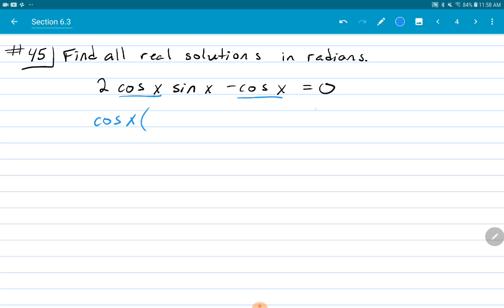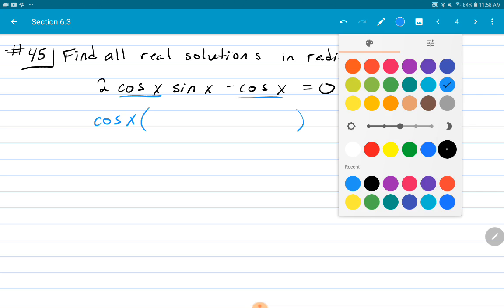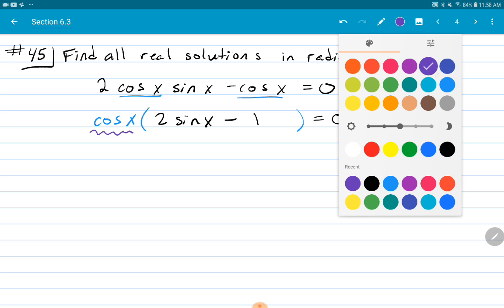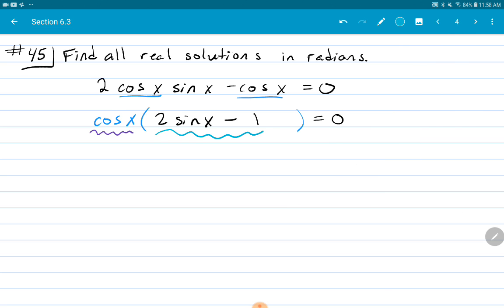What I'm left with, after pulling the factor of cosine out, is divide that first piece by cosine, I get 2 sine of x, and then divide that second piece, I get -1. That is all still equal to 0. Now the zero product property comes into play, so I have two numbers that are multiplied together to be 0. Either cosine of x is 0, or 2 sine minus 1 equals 0. When two numbers multiply together and the product equals 0, one of those numbers must be 0.